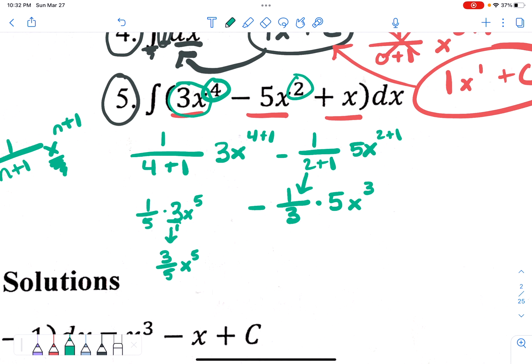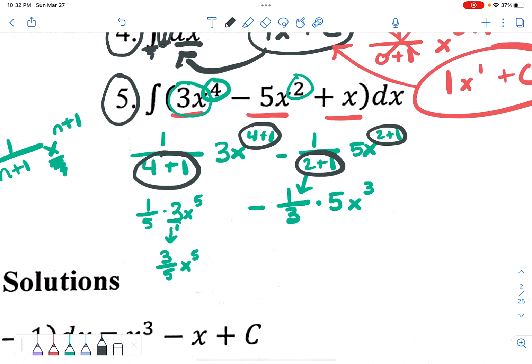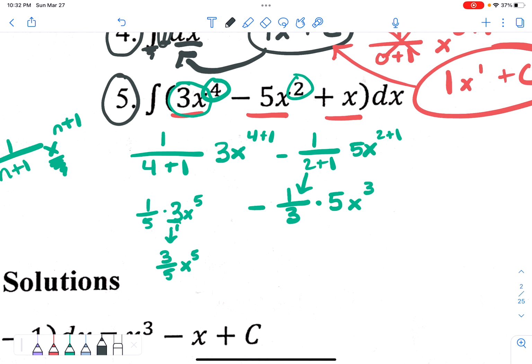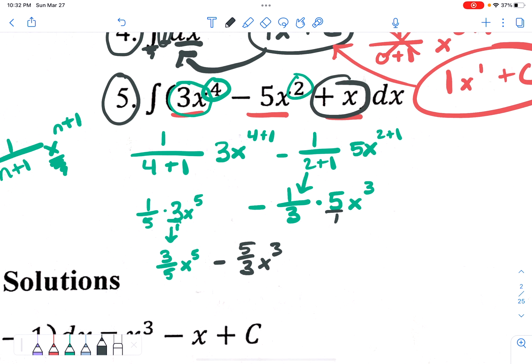If you haven't caught on yet, this denominator right here will always be the same as this exponent. This denominator will always be the same as this exponent, right? 3 and 3, 5 and 5. Oh man, there's some patterns going on here. You'll start to see that, okay? So if we do 5 over 1 times 1 over 3, this is minus 5/3 x to the third power, right? Just like that. And then we're doing this one, okay?